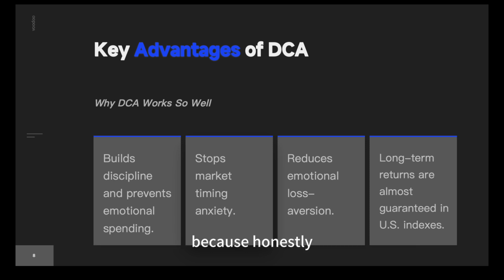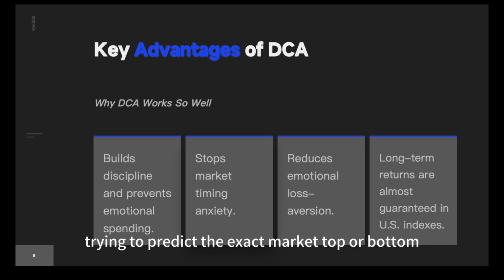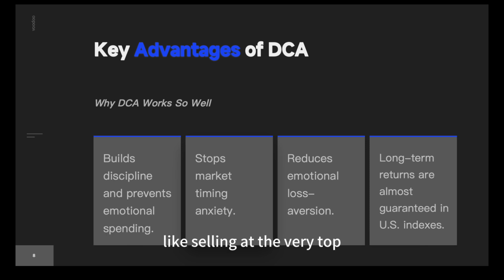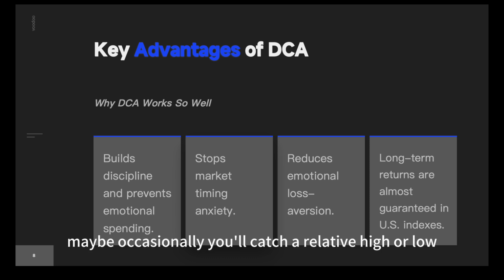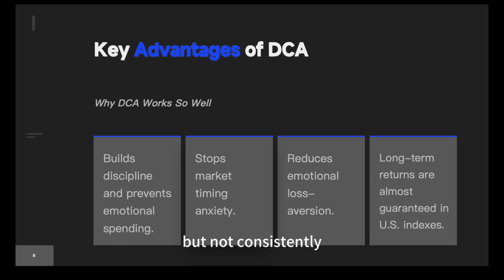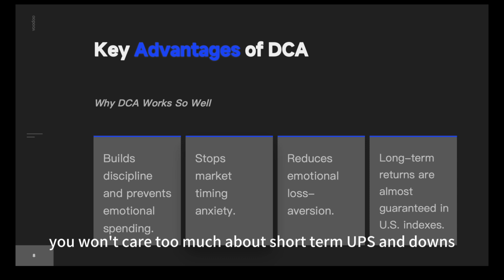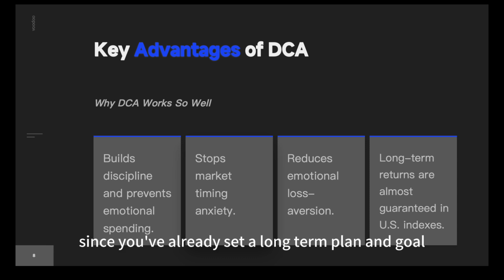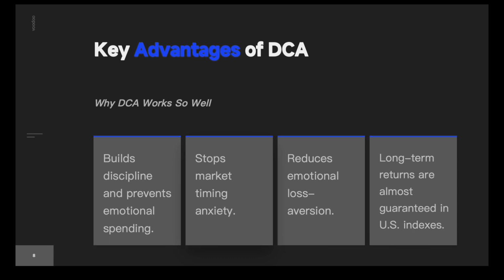Because, honestly, trying to predict the exact market top or bottom, like selling at the very top and buying at the very bottom, is almost impossible. Maybe occasionally you'll catch a relative high or low, but not consistently. If you chase that perfection, you'll definitely be disappointed, because it's simply not doable, not even for professionals. So the discipline of DCA ensures you won't care too much about short-term ups and downs, since you've already set a long-term plan and goal.